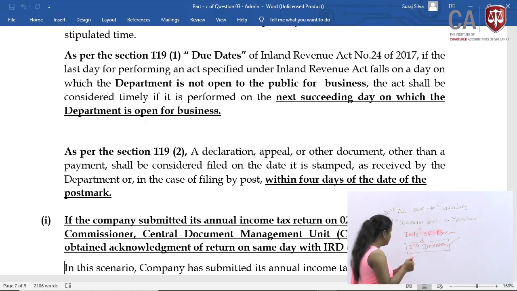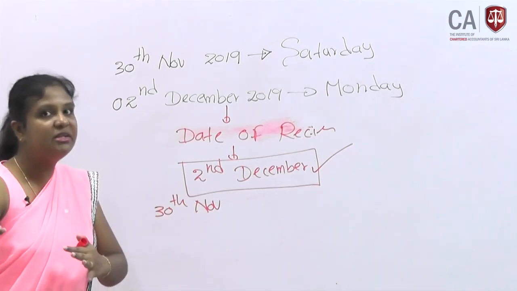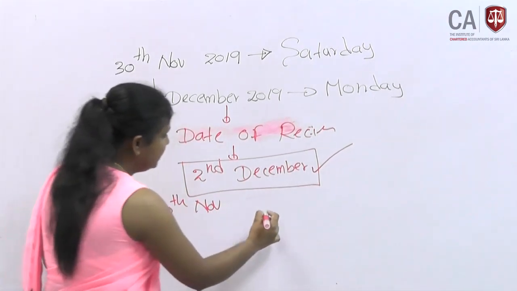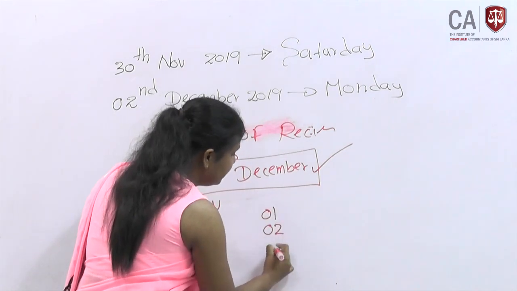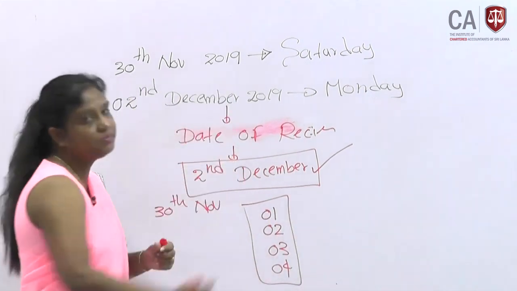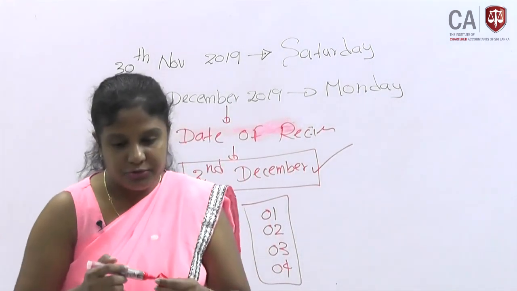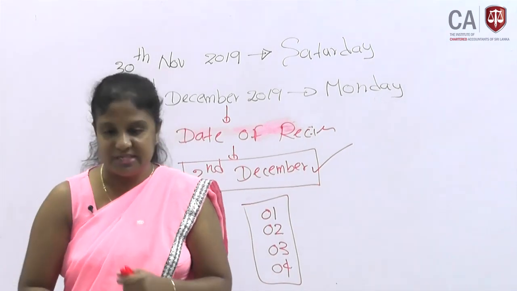Now see, within 4 days, it is the 30th November. If we have filed the return, that means on 30th November we have put the return in the post, then it is the 1st December, 2nd, 3rd and 4th. The 4 days are given for the posting of the income tax return.